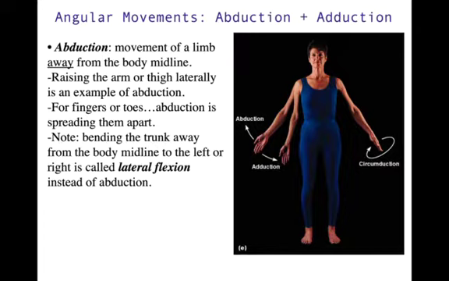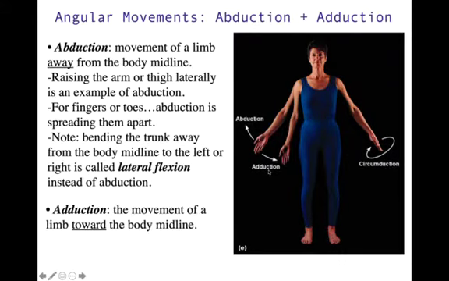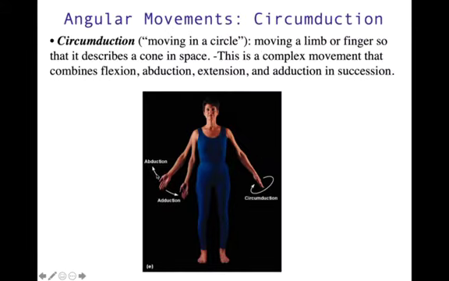Abduction. So here is our subject in anatomical position. And we're going to say there's a midline running right down this individual. When you take a body part, in this case the arm, and you move it away from the midline. So the midline is right here, right? If I move my arm away from the midline, we call that an abduction. If you then move the body part back towards the midline, well, we call that then an adduction. All right. Now a circumduction, abduction, adduction.